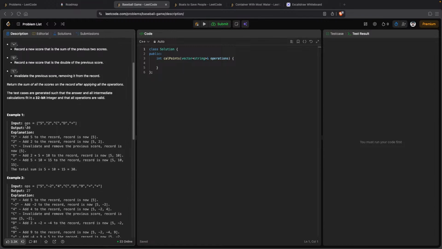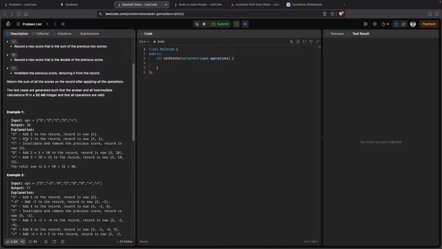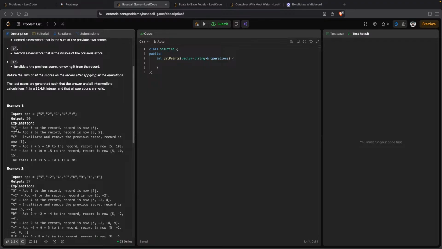So now we have the input, which is 5, 2, C, D, plus, as an input array. The output is 30. So how do we get the 30? In the first operation we got the 5, add 5 to the record. Record is now 5. Now 2, add to the record, record is now 5 2. C, invalidate and remove the previous score, record is now 5.